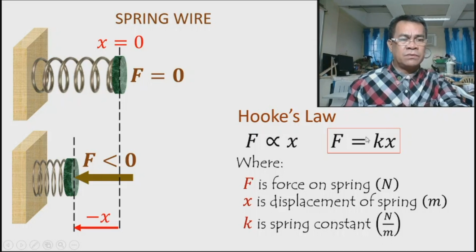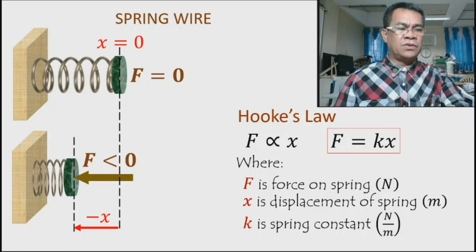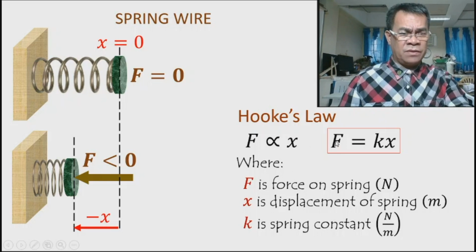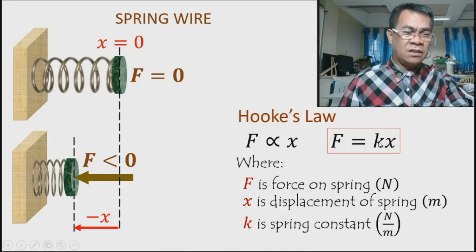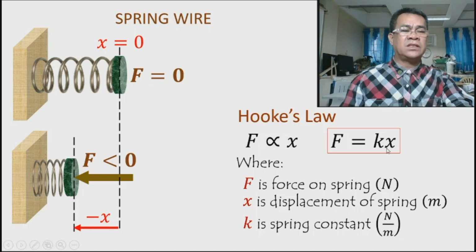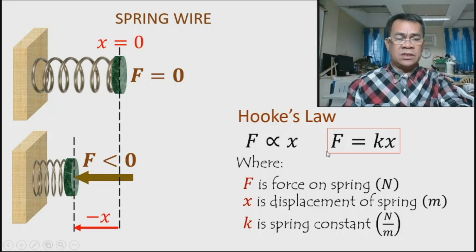Why? Because look at this formula. If you want to know how much force is applied, if you want to displace by a certain distance x, multiply it with k, and that's the force required. Suppose you know the force and you know the displacement, you can calculate the k. Dividing both sides by x, you divide the force by the displacement, and the answer is the spring constant. That's why the unit is Newton per meter, because you are dividing the amount of force by the displacement. So this is the Hooke's law principle.